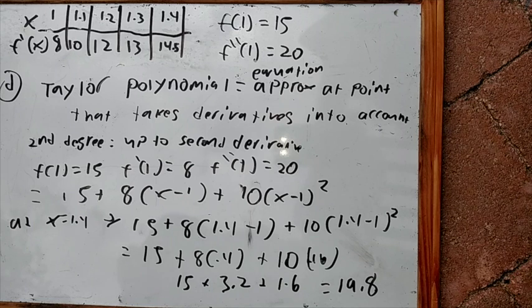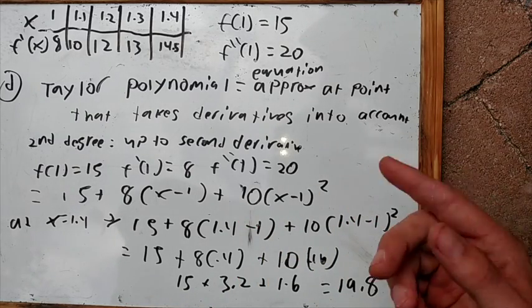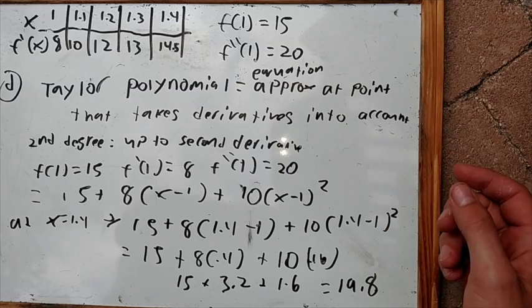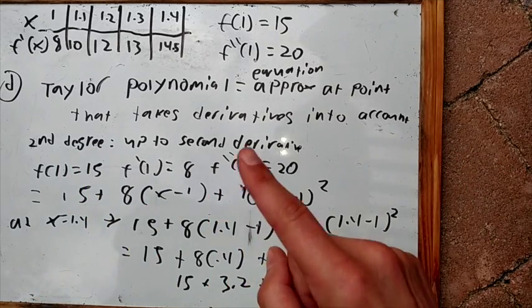Here's part D. Part D asks, write the second degree Taylor polynomial for f about x equals 1. Use the Taylor polynomial to approximate f of 1.4. So if you don't remember what a Taylor polynomial is, it's basically an approximation of an equation at a point, similar to normal tangent line approximations, but it takes derivatives into account. So when you take the derivative, it will be the derivative of the actual value. So you want to take a second degree Taylor polynomial, which means it goes up to the second derivative.